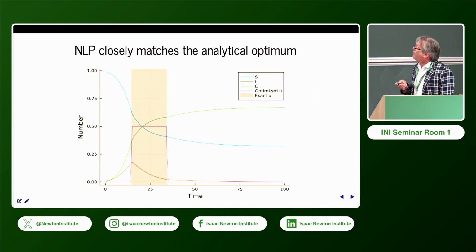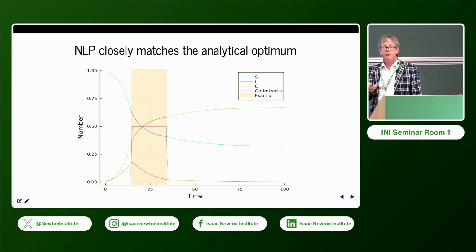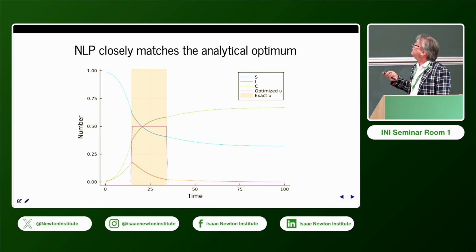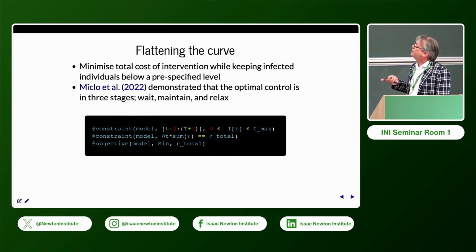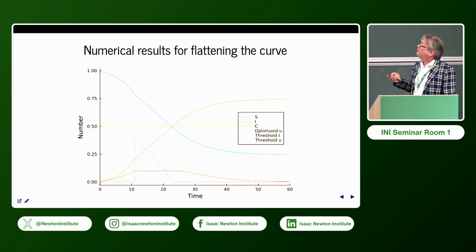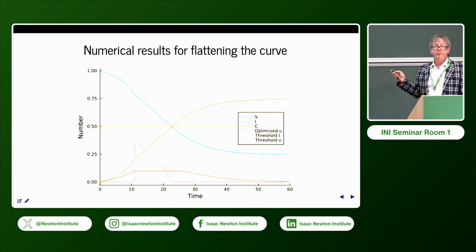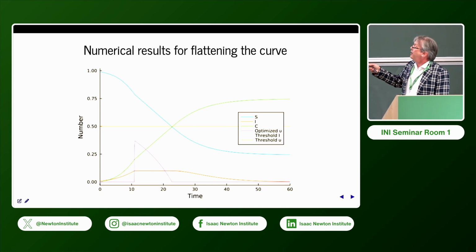So the nice thing is that when we plug this into a solver, in about a second, the numerical results almost match perfectly the analytical results. And then we can do the same thing. In a very composable way, we can swap out the constraints and the objectives and say, how would we flatten the curve in this one? And again, the numerical results match up, to within numerical error. In this case, the optimal control is wait a bit, go up to close to the maximum, but not the maximum, and then relax until eventually you can stop the intervention.